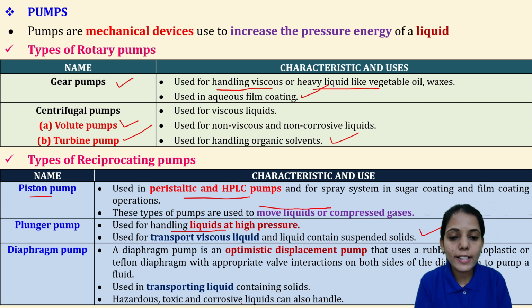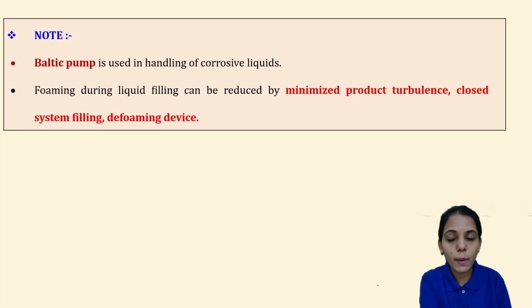Diaphragm pump. It is a positive displacement pump that uses a rubber, thermoplastic or Teflon diaphragm with appropriate valve arrangement on both sides of the diaphragm to pump the fluid. It is used for transporting liquid which contains solids. Hazardous, toxic, corrosive liquids can also be handled using a diaphragm pump.